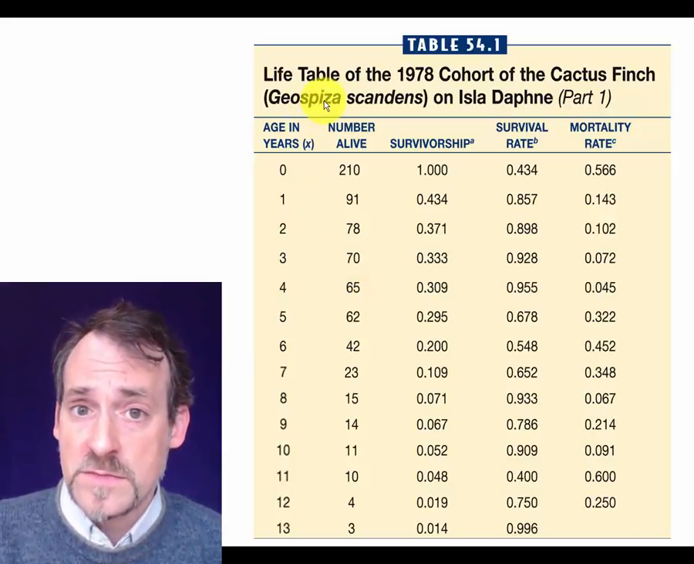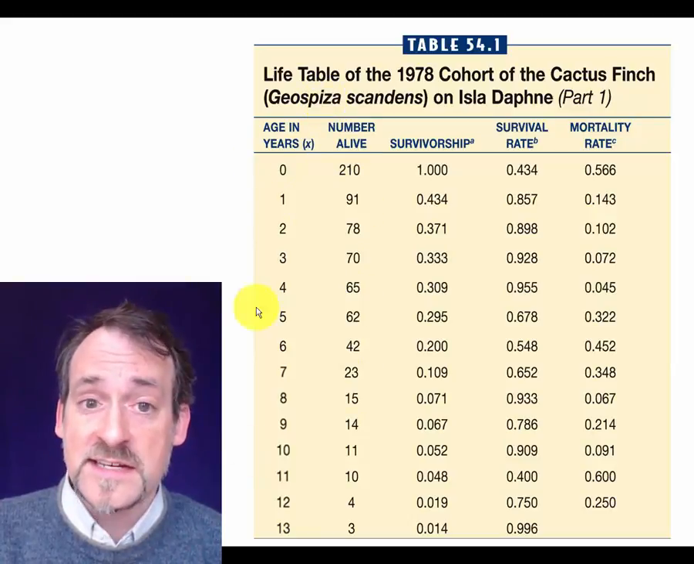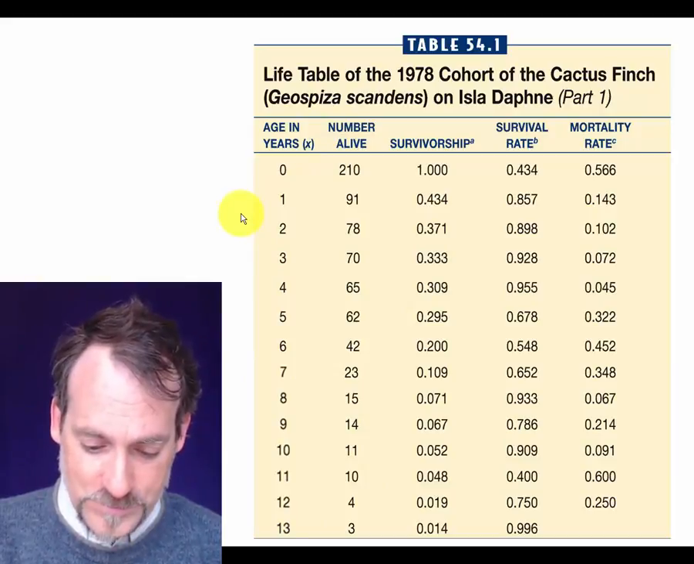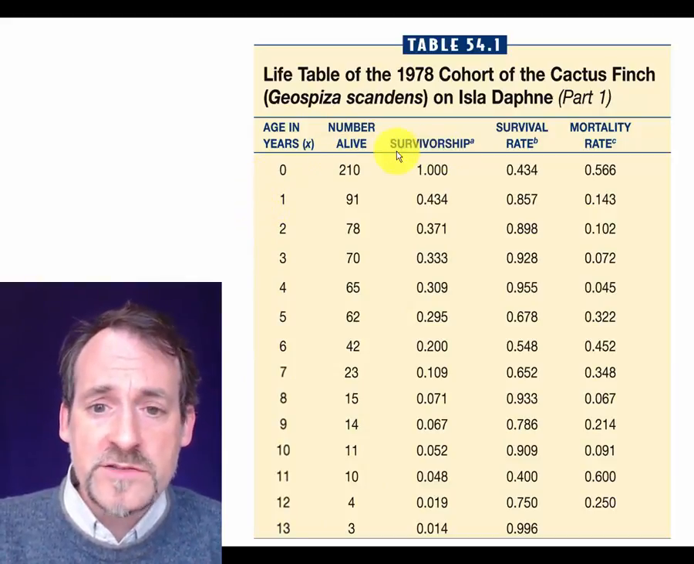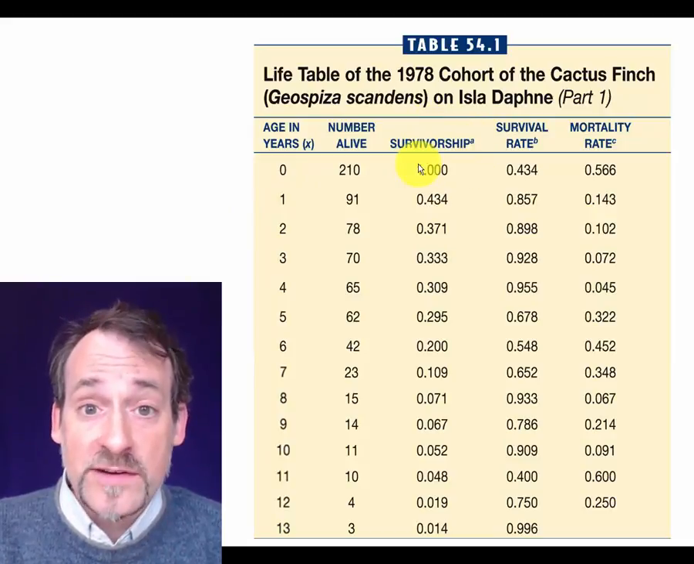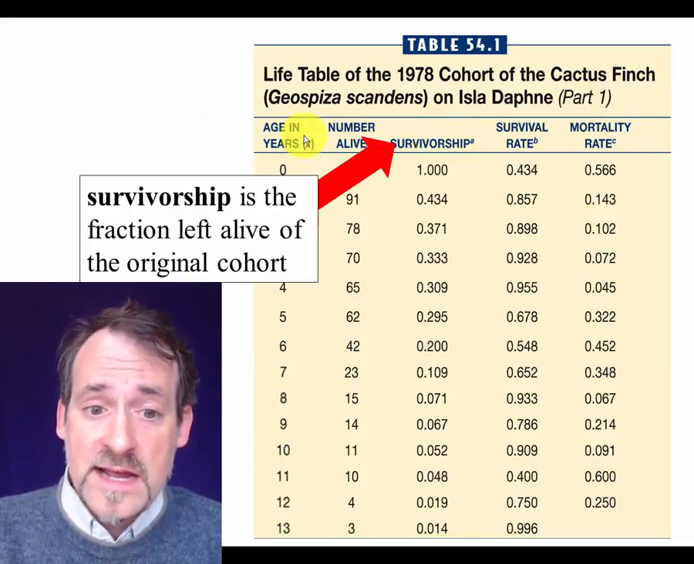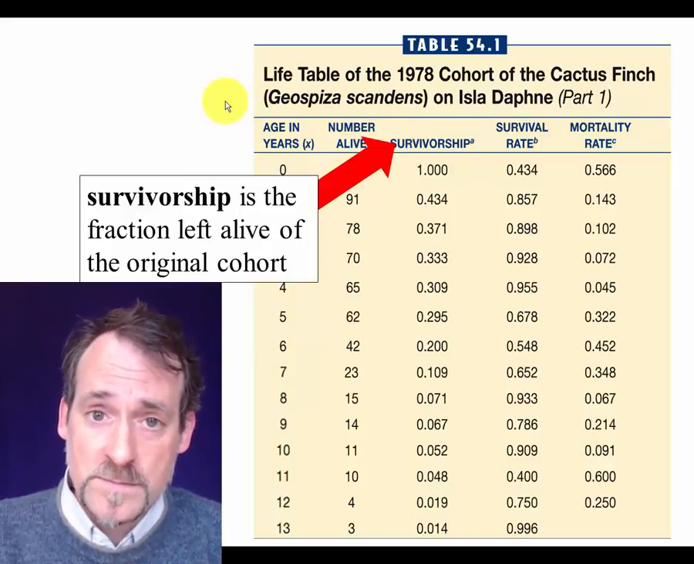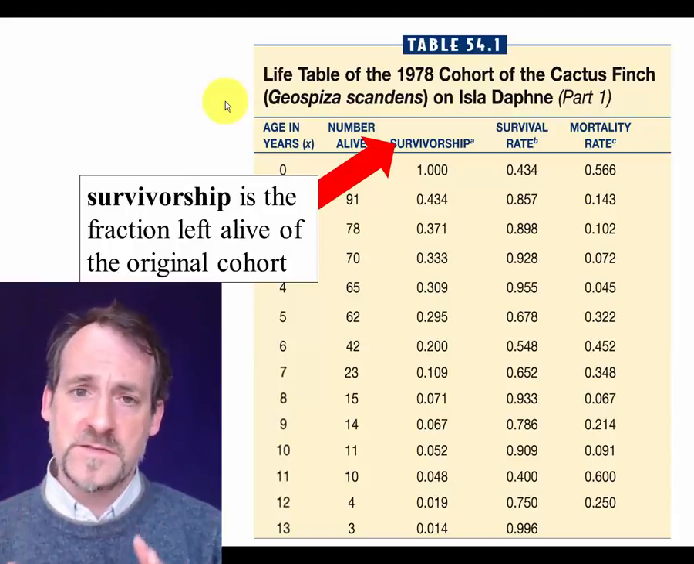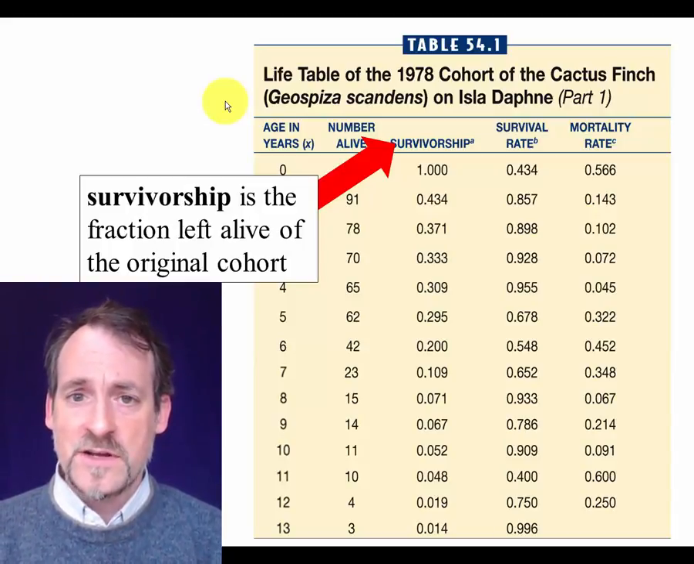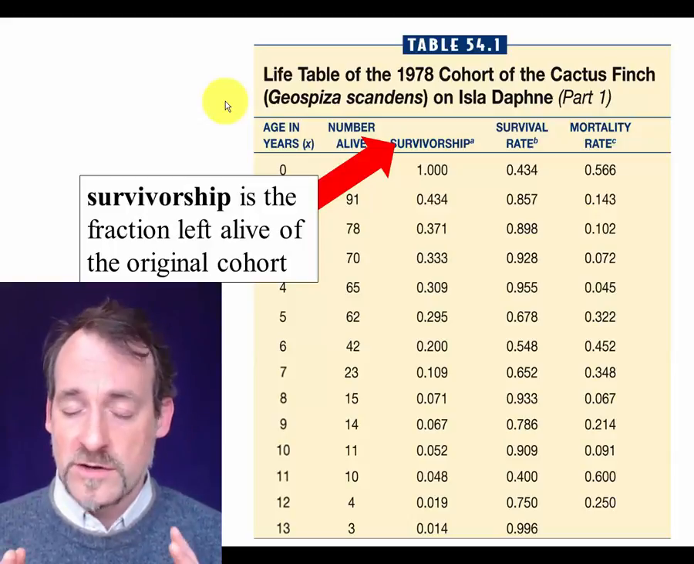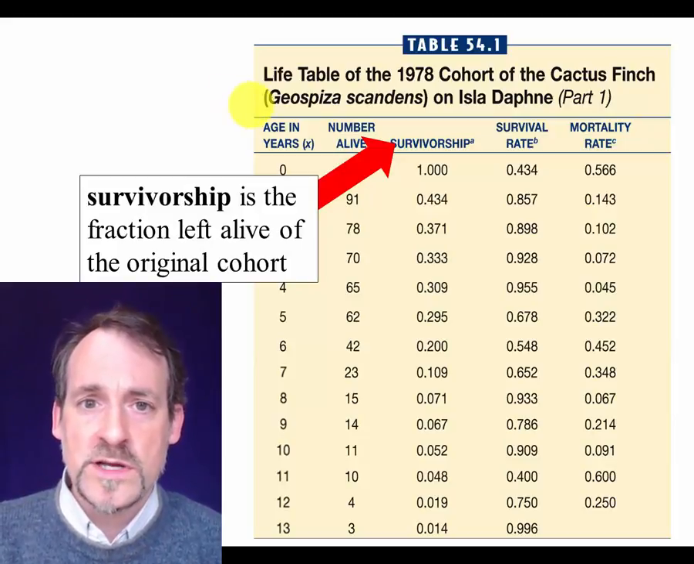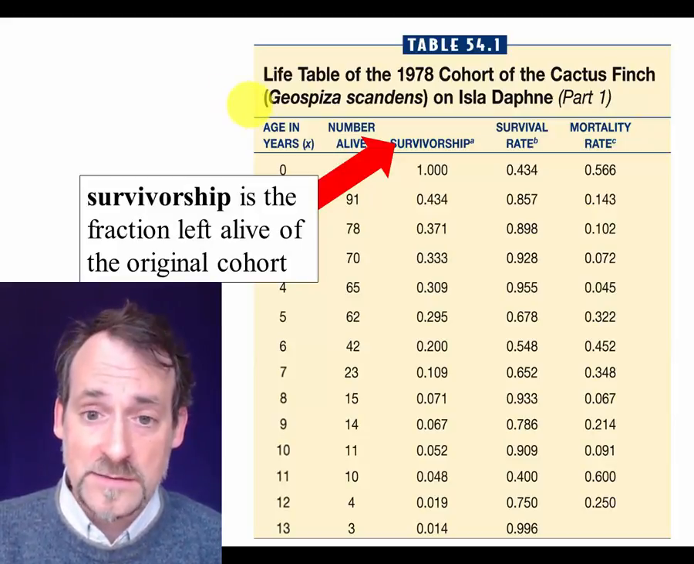There are a couple of variables that we get from these data that you ought to be aware of when you're looking at a life table. The number we're really interested in here is this one, survivorship. This has a very specific definition that you should know. Survivorship is the fraction of individuals that are left alive from the original cohort at any particular time. And it's usually denoted with the lowercase letter L.